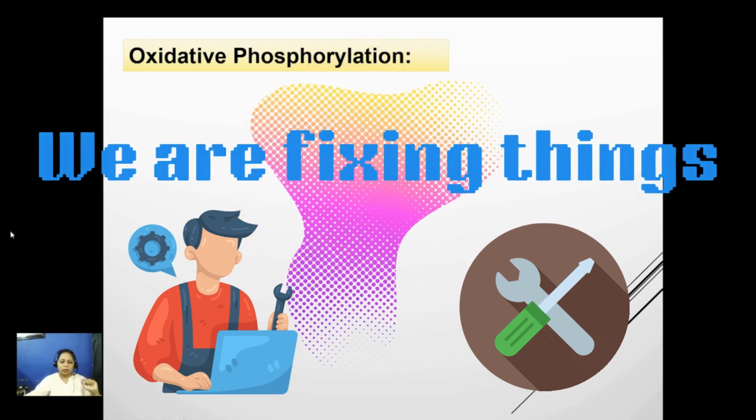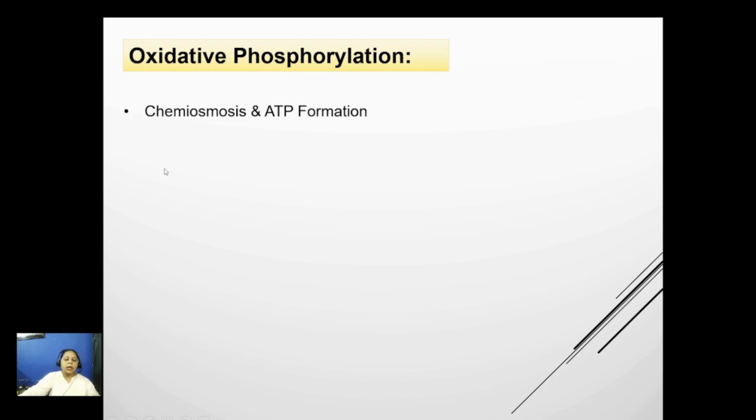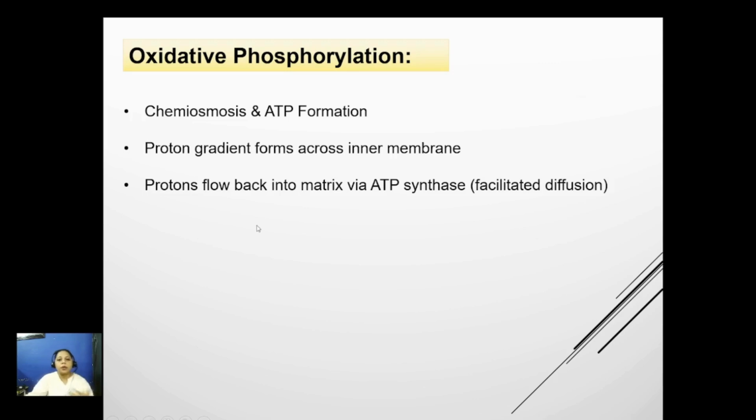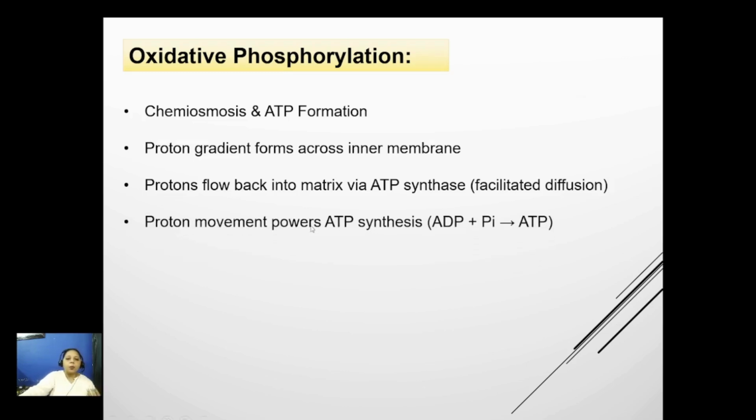Actually, let's start from the front. So let's summarize it. Chemiosmosis takes place and there is formation of ATP. The proton gradient is formed across the inner membrane. The protons flow back into the matrix via ATP synthase because there are proton pumps. It's a facilitated diffusion. So proton movement powers the ATP synthesis because there is a formation of bonding over here.